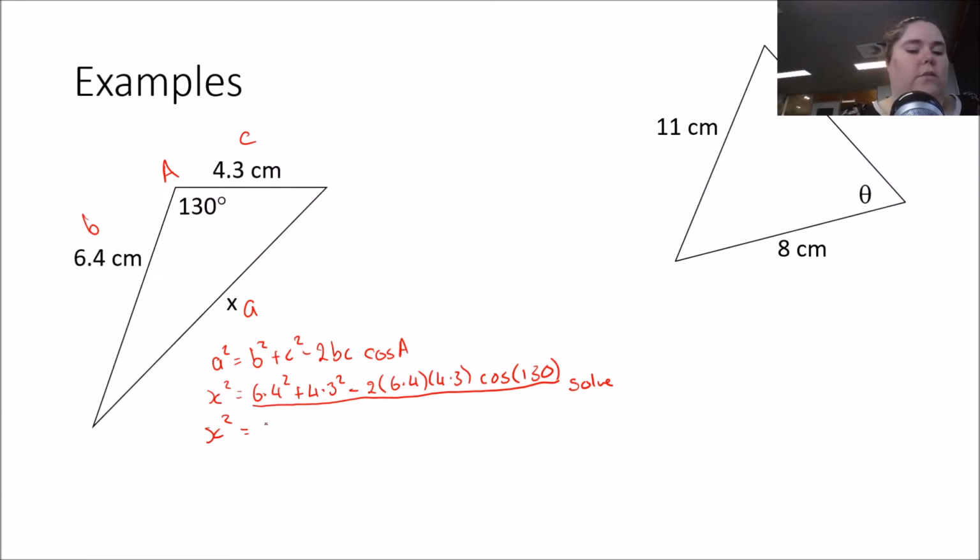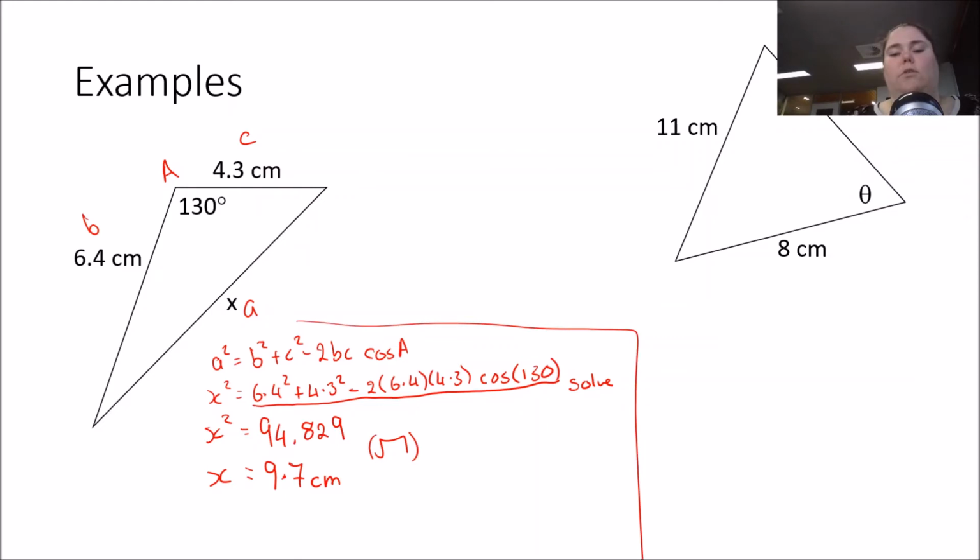Okay, so we get x squared equals 94.829. While I only write 3 numbers, I'm going to keep calculating using all of the numbers so that I get it accurate. Then I want to find what x is, so that's going to be the square root of that answer, which is 9.7 centimeters. While it's a lot of writing, it's not actually that hard to use the rule. You just sub in, solve, and then do your last rearrange.